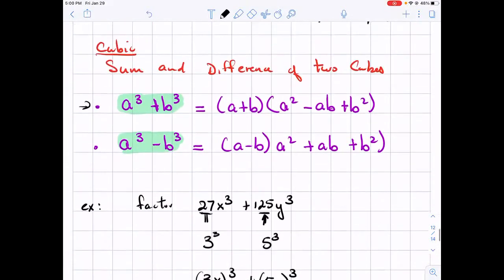It's very important. Okay? Factoring is an important tool for solving equations and for simplifying rational expressions. This is a very important tool for solving equations and to simplify rational expressions.